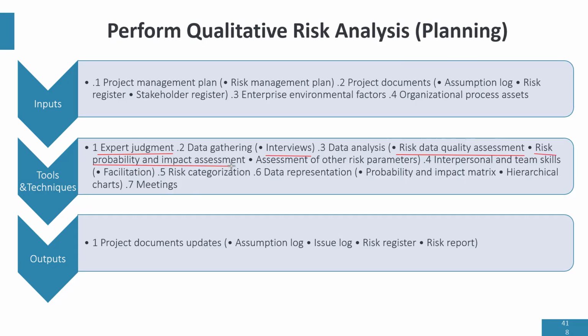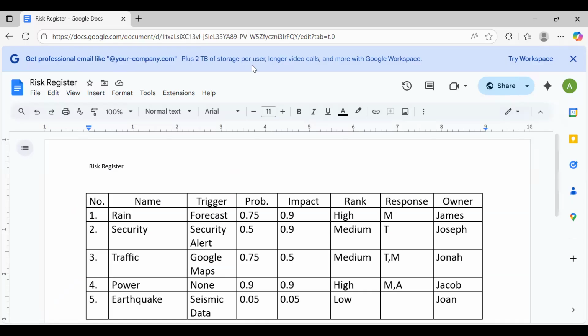Then we also have risk probability and impact assessment. This is where we assess the probability and impact of each risk in our project. That's the probability and impact assessment.